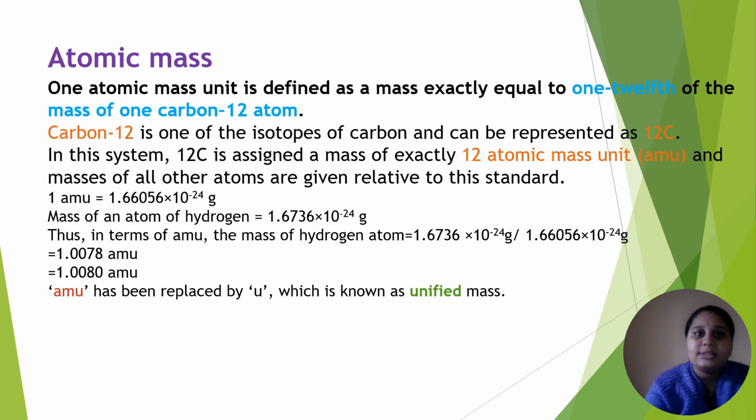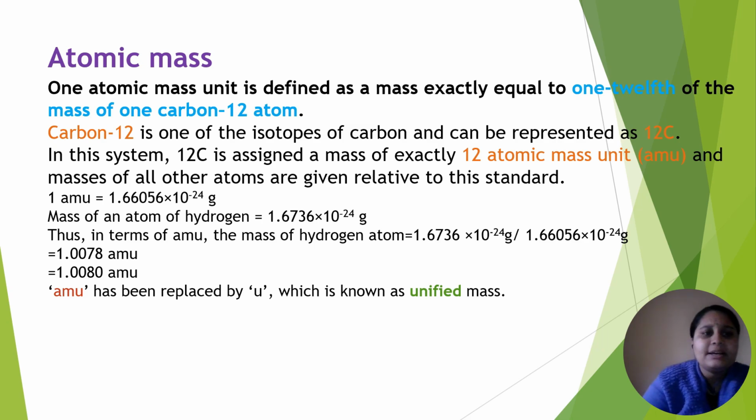So the next concept is atomic mass. One atomic mass unit is defined as a mass exactly equal to 1/12 of the mass of one carbon-12 atom. Carbon-12 is one of the isotopes of carbon and can be represented as 12C. In this system, 12C is assigned a mass of exactly 12 atomic mass units, and masses of all other atoms are given relative to this standard. So 1 AMU is 1.66056 × 10^-24 gram.